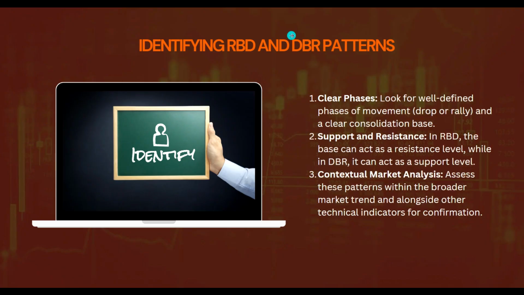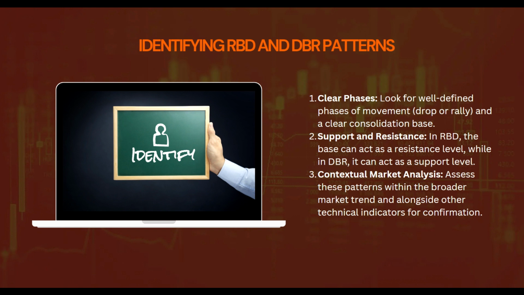So identifying the patterns, you need to look for clear phases. You need to be understanding that it's a definite upward or downward movement. You need to make sure it's well defined, the drop or the rally, okay? Support and resistance in these movements for the RBD and the DBR, it can obviously act as support or resistance levels where you want to be getting into the market, okay? You need to be looking for this to be forming your areas of supply and demand.